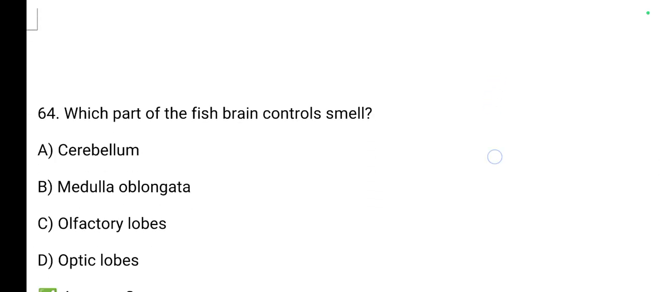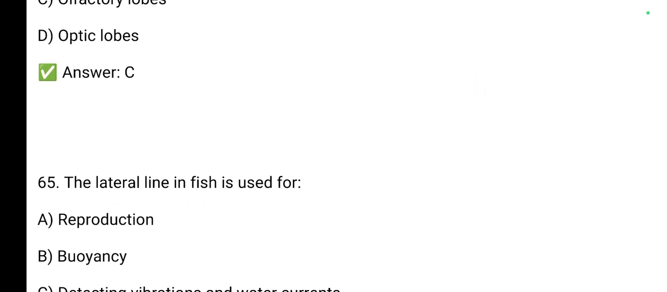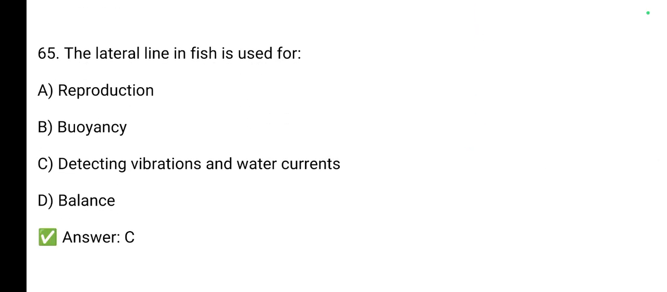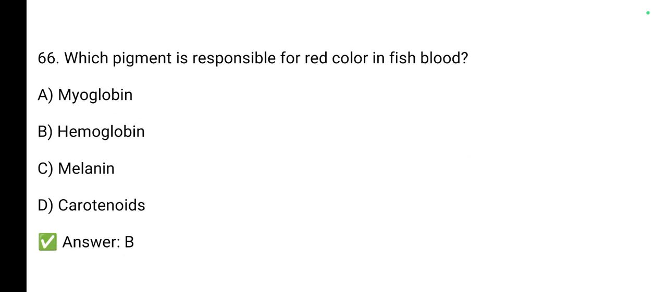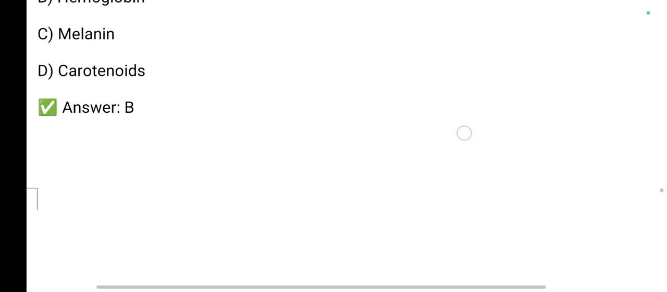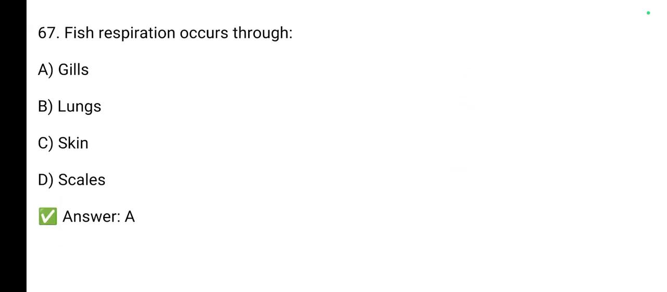Which part of fish brain controls smell? So the answer will be olfactory lobes. Lateral line in fish is used for detecting vibration and water currents. Which pigment is responsible for red color in fish blood? So the answer will be hemoglobin. Fish respiration occurs through gills.